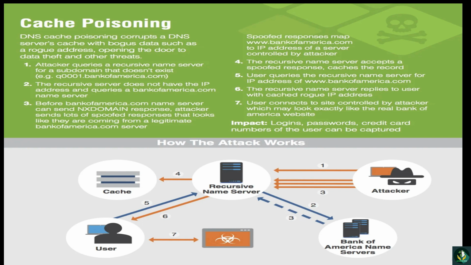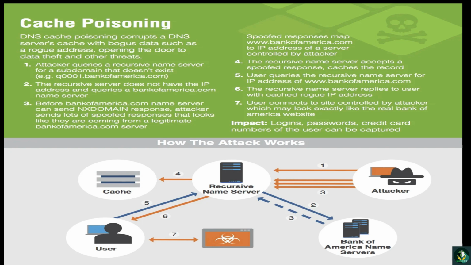Cache poisoning. DNS cache poisoning corrupts a DNS server's cache with bogus data, such as a rogue address, opening the door to data theft and other crimes. Number 1, the attacker queries a recursive name server. Number 2, the recursive server does not have the IP address. Number 3, before the bankofamerica.com name server can send a response, the attacker sends lots of spoofed responses that look like they are coming from the legitimate name server. And number 4, the recursive name server accepts a spoofed response and caches the record.